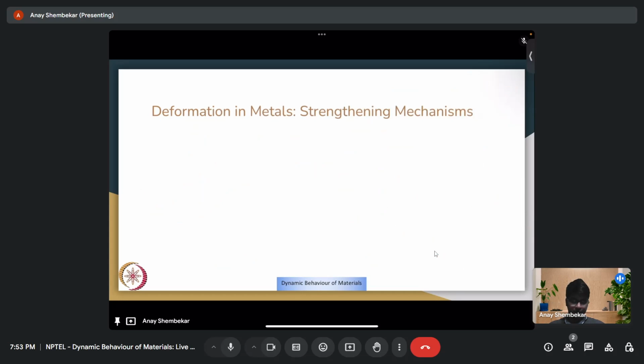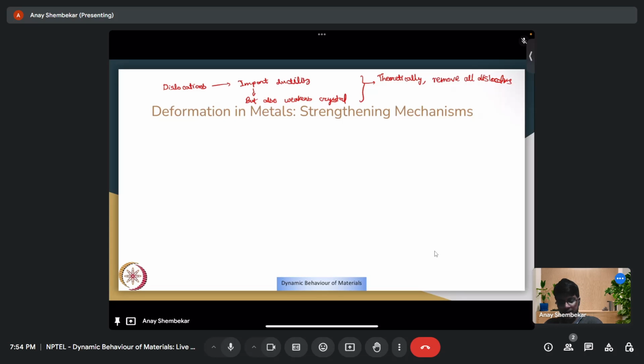So we spoke about deformation, but while dislocations do impart ductility, they also weaken the crystal. So how do we go about this? The easiest way you could think of is, theoretically, remove all dislocations. But this is extremely impractical, as any mechanical or heat loading would again just go back and generate some more dislocations.